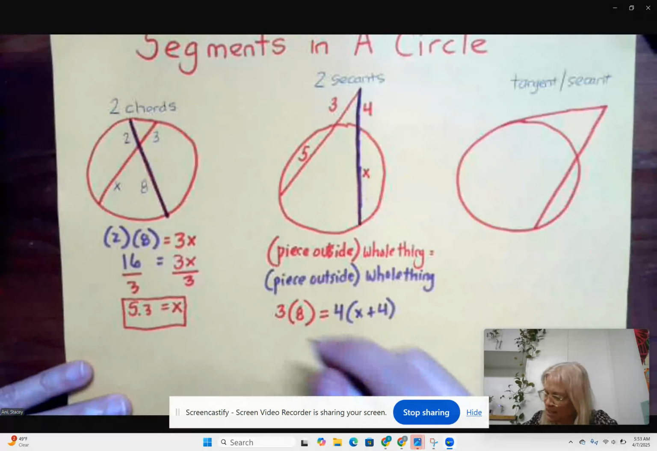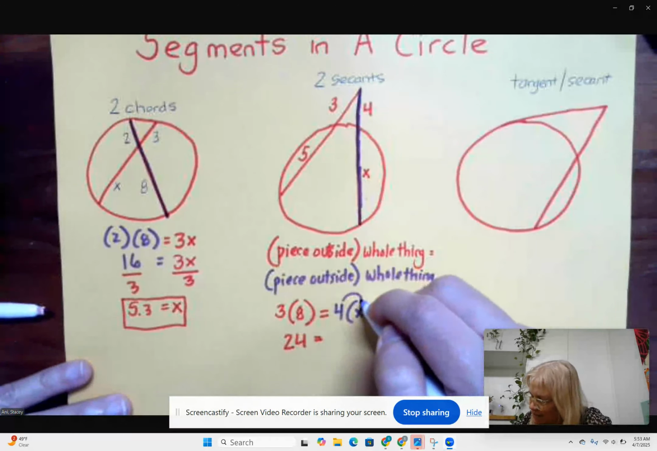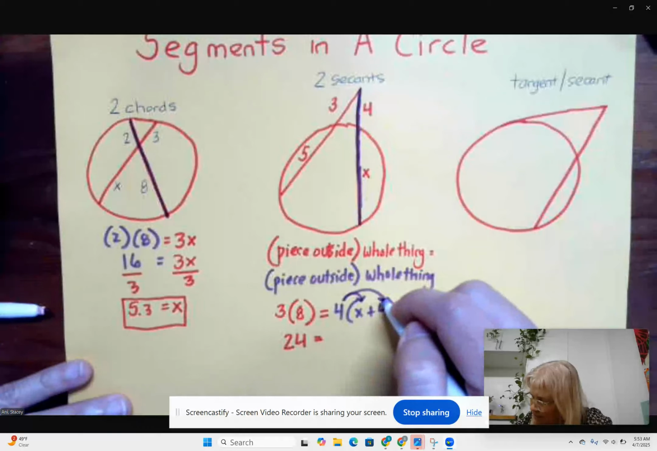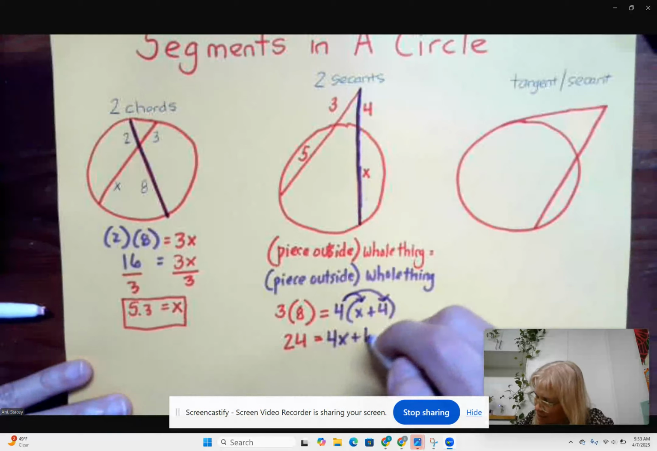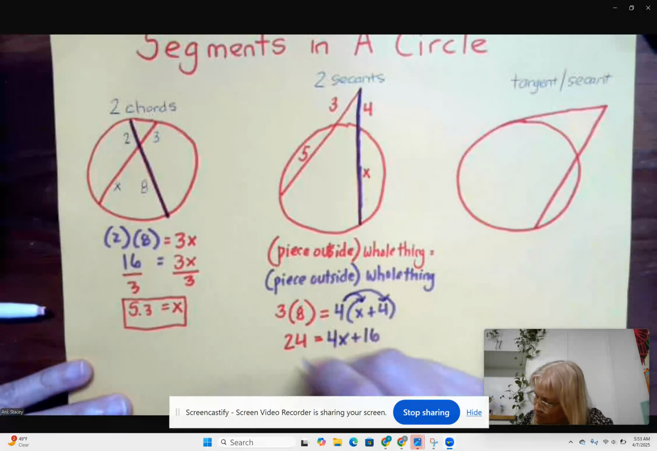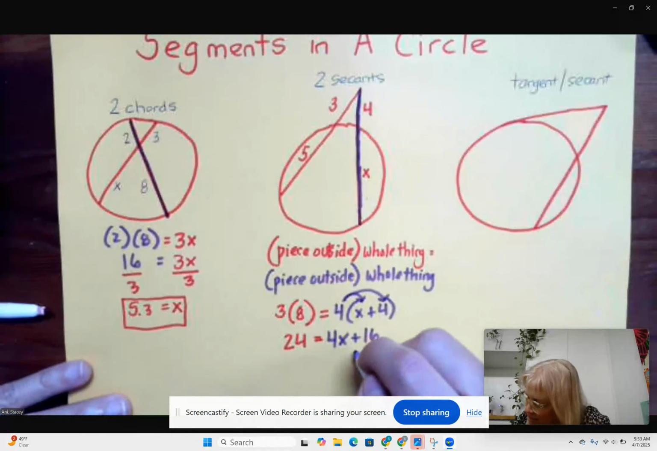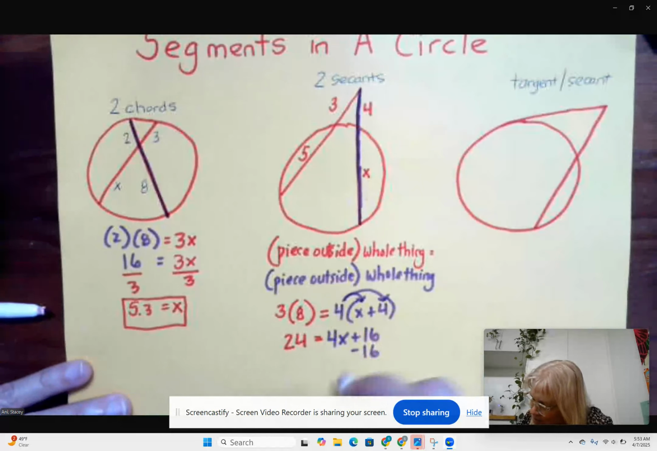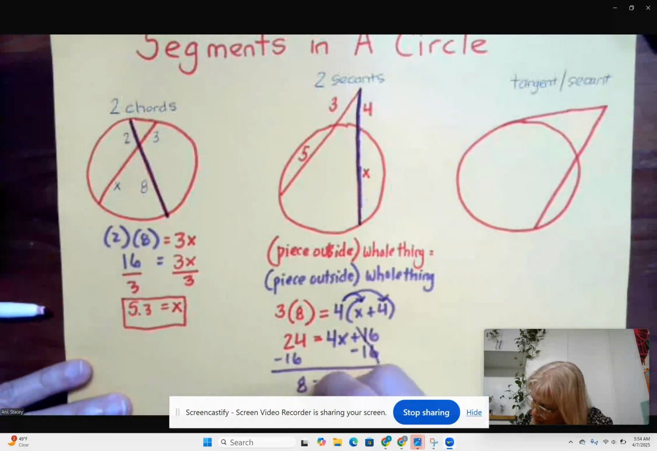And that algebra is going to look like this. Remember your distributive property, that little guy that goes like this, yeah? So we have 4 times x is 4x, and 4 times 4 is 16. We're trying to get the x all by itself. We've got two things that are in the way. The 16 is in the way, the 4 is in the way. I'm going to deal with the 16 first because it's farthest away from the x.